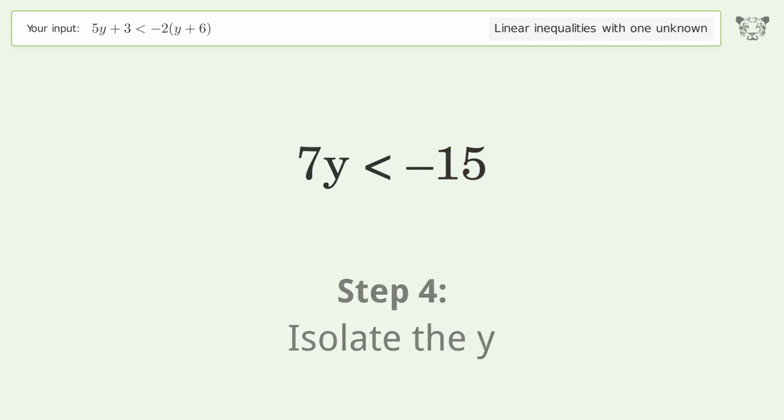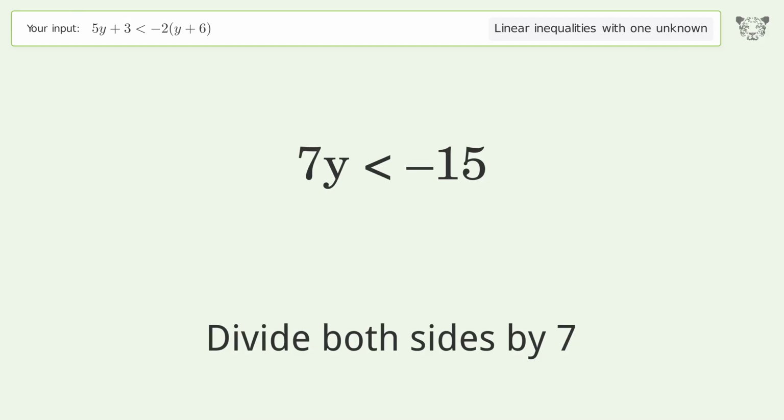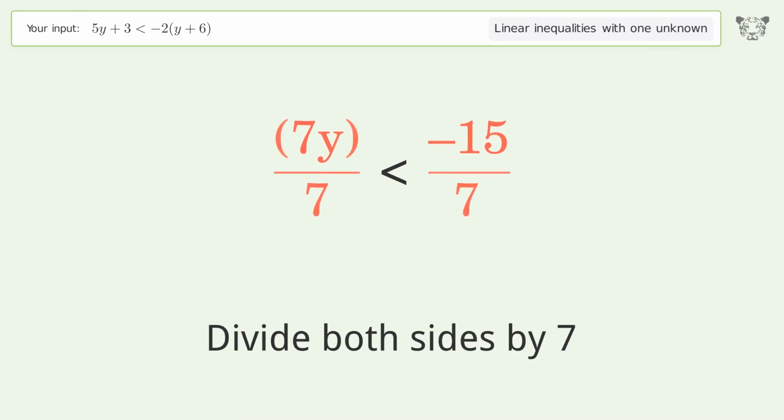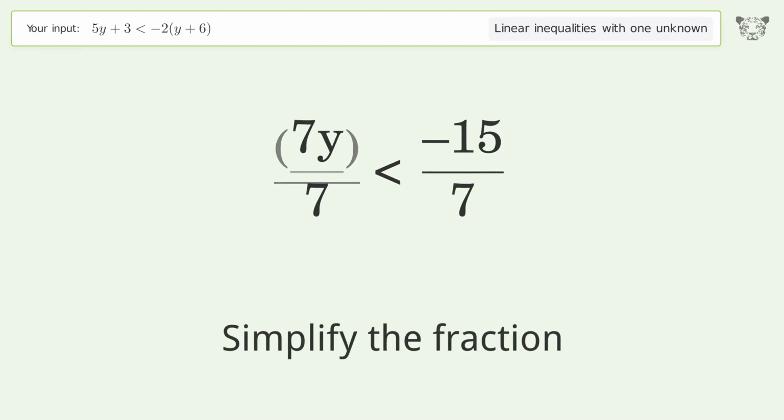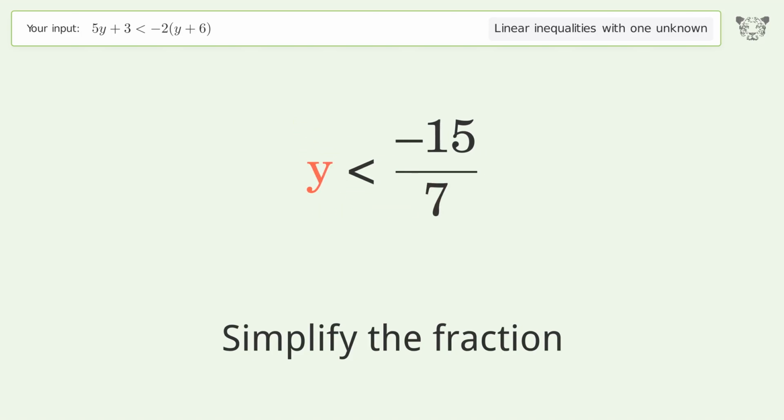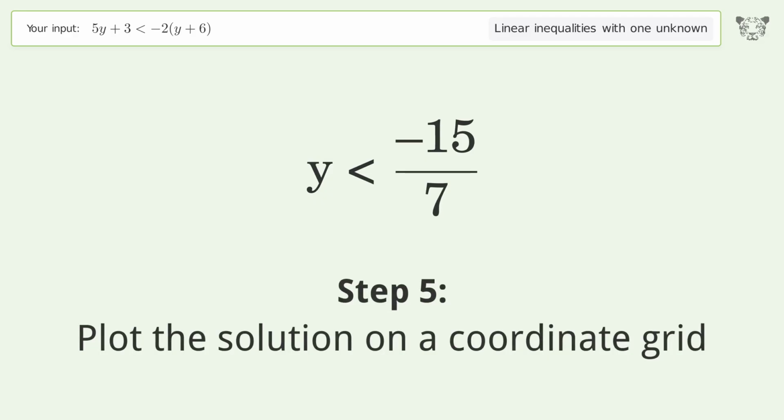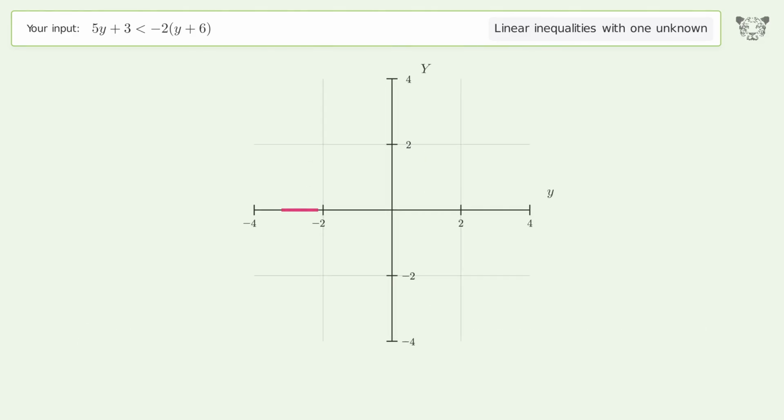Isolate the y. Divide both sides by 7. Simplify the fraction. Plot the solution on a coordinate grid. And so the final result is y < -15/7 < -21/7.